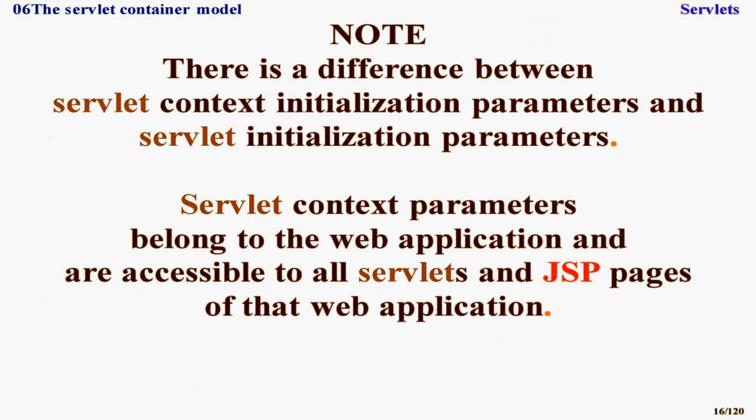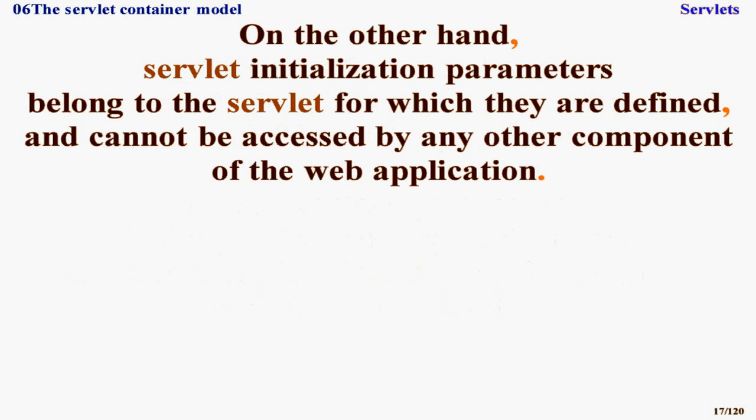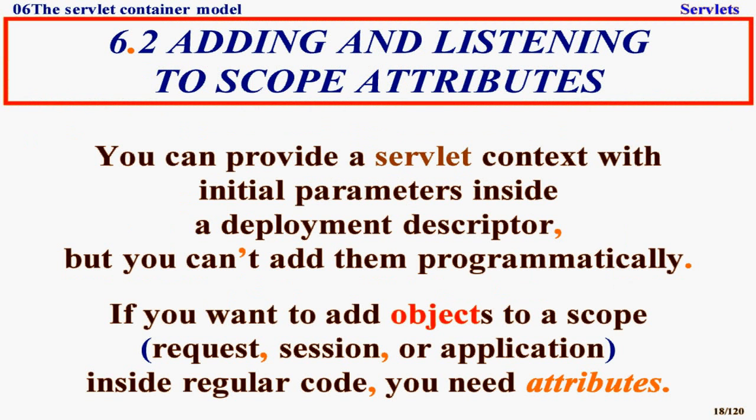Note there is a difference between ServletContext initialization parameters and servlet initialization parameters. ServletContext parameters belong to the web application and are accessible to all servlets and JSP pages of that web application. On the other hand, servlet initialization parameters belong to the servlet for which they are defined, and cannot be accessed by any other component of the web application. 6.2. Adding and listening to scope attributes.